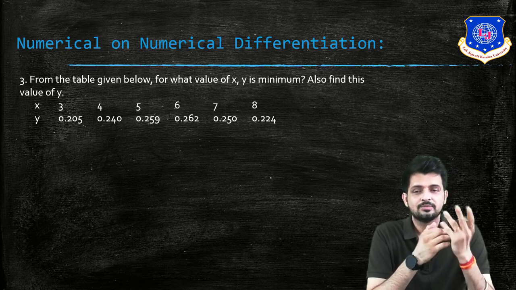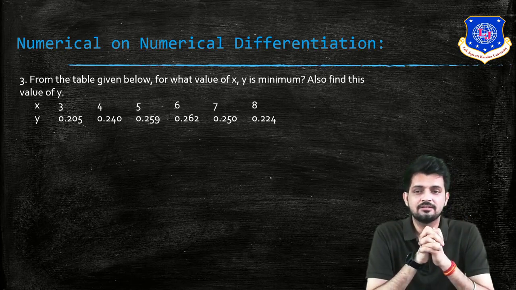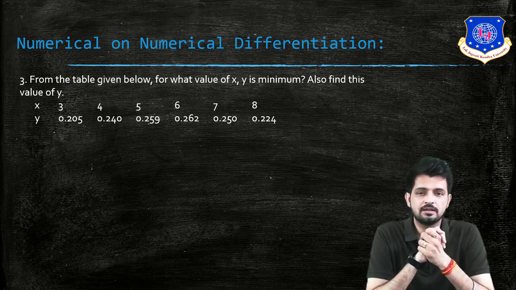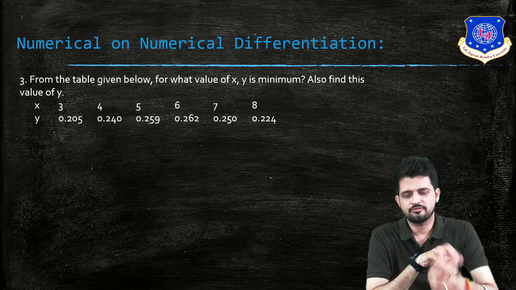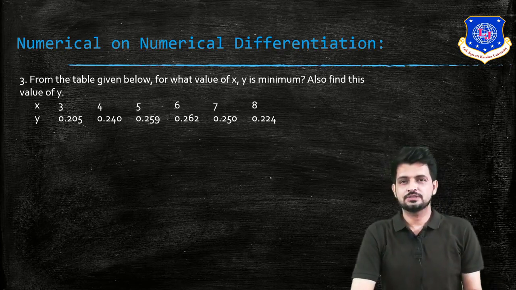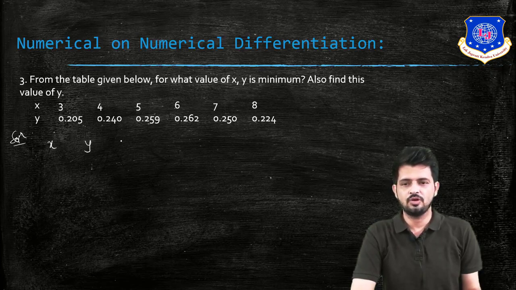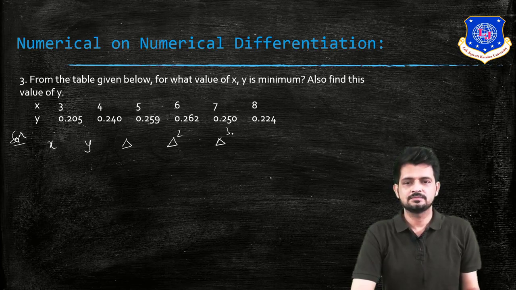But in this numerical, which method we have to apply? See, it is equal interval, so we have to apply Newton forward or backward. We will apply Newton's forward interpolation formula. To apply it, first of all we have to draw the difference table, Newton's forward difference table. 5 values will be there.